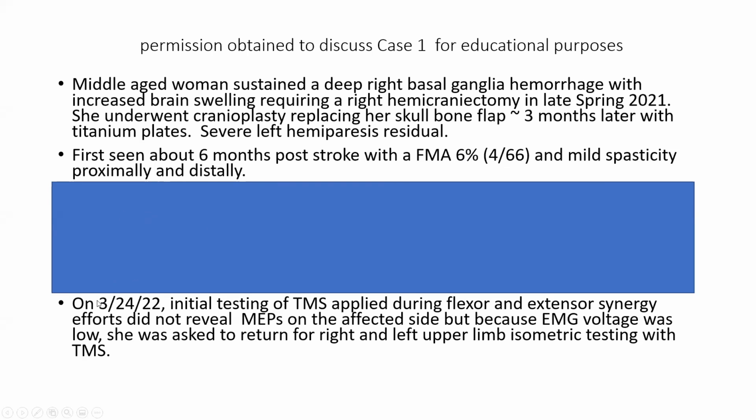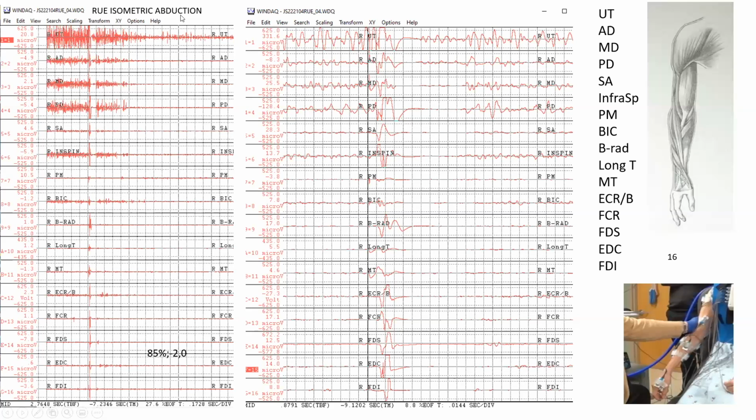On this date, initial testing of TMS applied during flexor and extensor synergy efforts did not reveal MEPs on the affected side. But because EMG voltage was low, she was asked to return for right and left upper limb isometric testing with TMS. Now, here I'm showing isometric abduction of the shoulder on her unaffected side. And we have 16 muscles with recording.